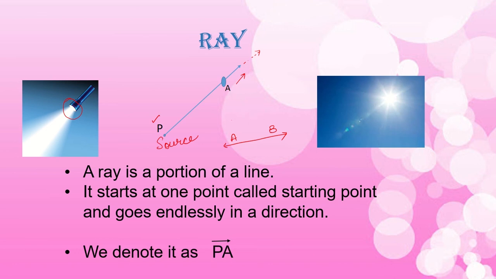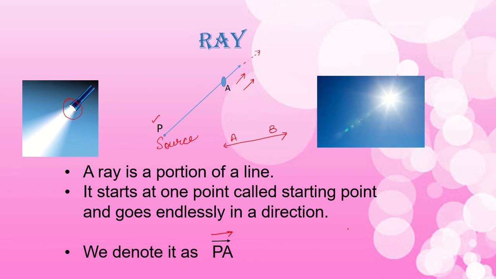How will you denote it? Consider this ray PA. How will you denote it? PA with an arrow like this. What is the meaning of this? As you can see here, point P is fixed, so I will not make an arrow on P. Point A is moving, so I will make the arrow on A because A is moving.